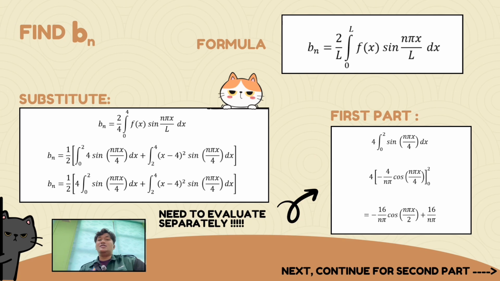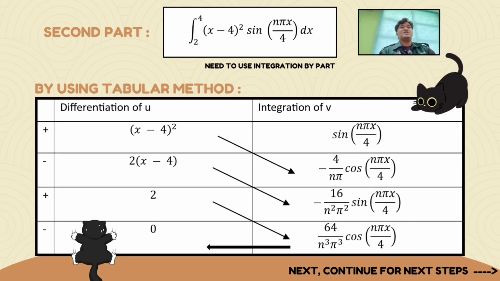To find the bn, the formula is given here, and we can substitute as usual. But after the substitution, we got two parts. The first part we can solve as usual, but the second part we need to evaluate separately, since we need to use double integration by parts. For the second part, I choose to use the tabular method.